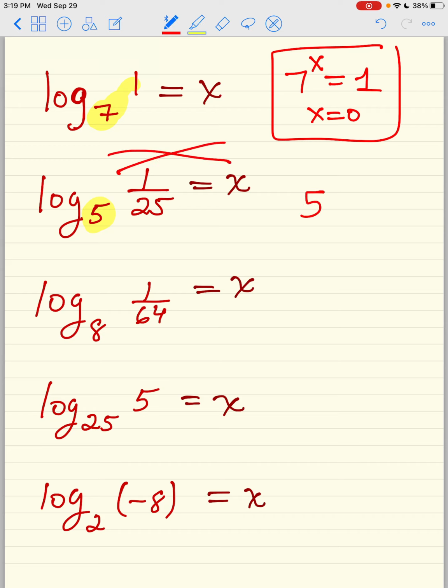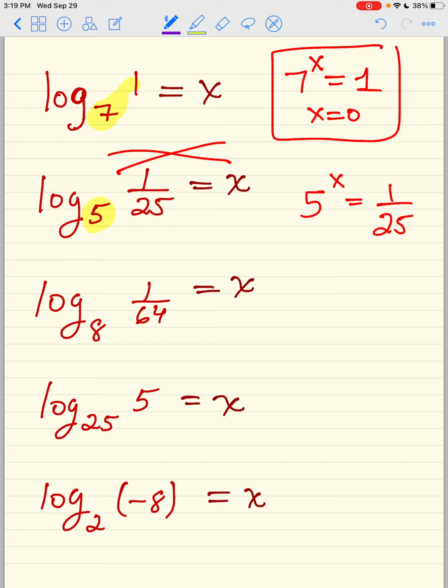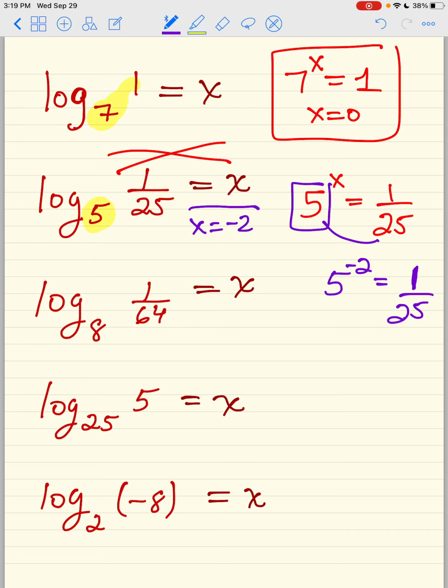We're going to lift and shift. 5 to the x equals 1 over 25. Okay? This is the way that we can look at this. 5 to what power makes 25? 2, right? That makes 25. Anytime your number is in a fraction or it's 1 over, we're going to give it a negative. Isn't it true that 5 to the negative 2 is 1 over 25? So my answer here is negative 2.